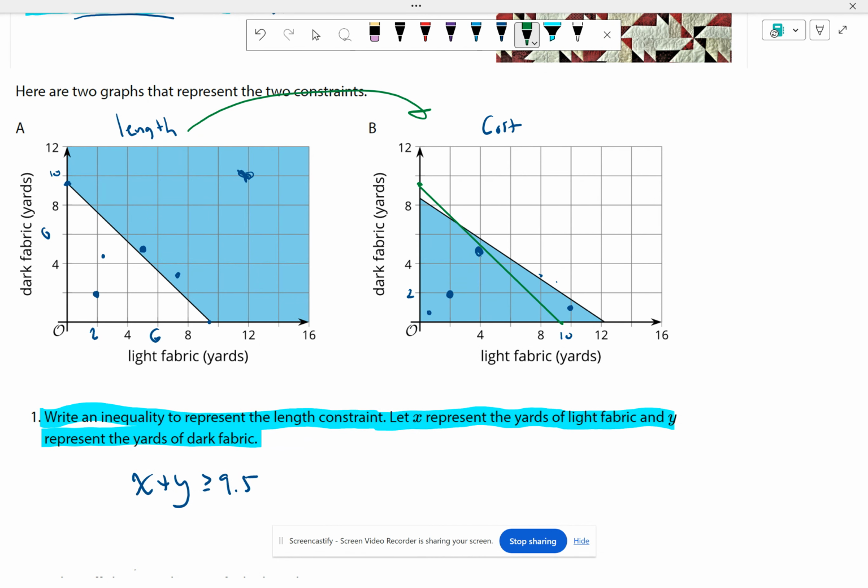my length constraint was shaded above the line. So any point that's above my green line would be a solution to the length constraint, but I need to be in the blue area to be in the cost constraint. So this triangle right here, any point in here will be a solution. So any point that you pick in there is going to be one of the solutions. So for example, this point right here, let's say 8, 2, I bet that's going to be a solution to both inequalities.